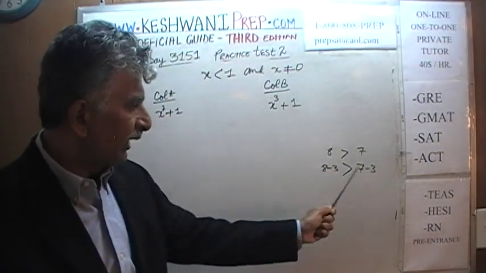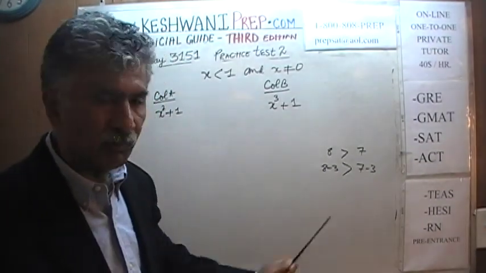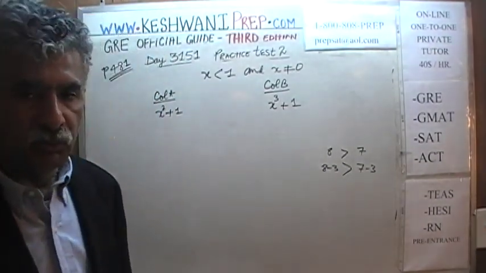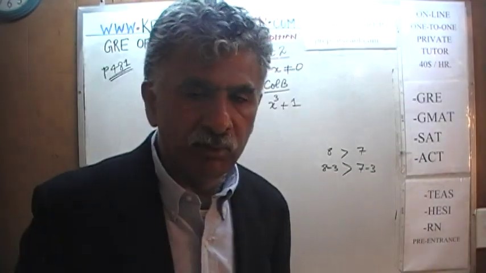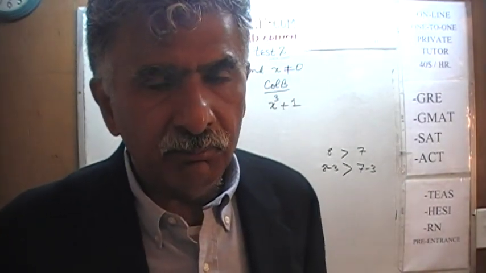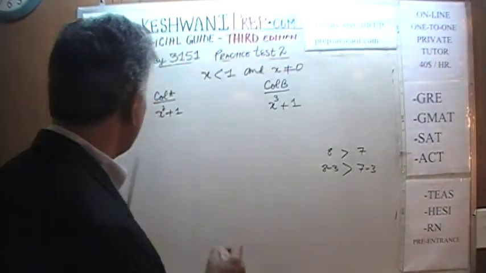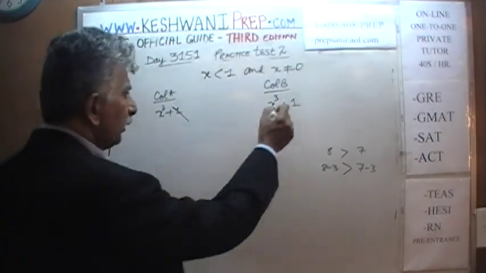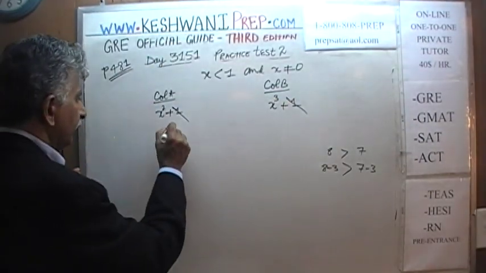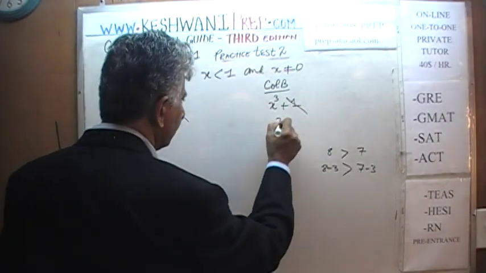As long as we subtract or add the same quantity to both columns, it shouldn't change the fact that if column A is bigger than column B, then column A will remain bigger. Let's subtract 1 from both columns. If we subtract 1 from both columns, we can knock out the 1. Now we are down to x squared and x cubed.